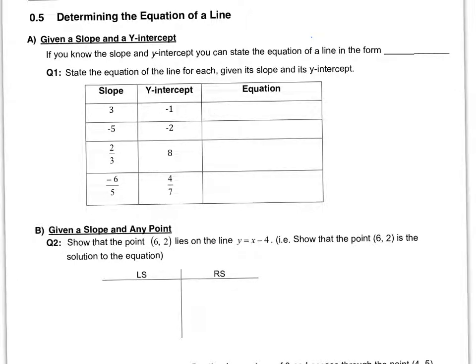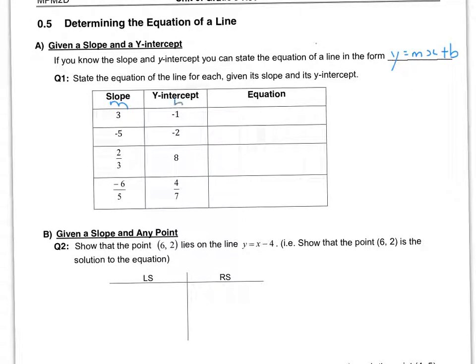Today we're reviewing how to determine the equation of a line. If you're given the slope and the y-intercept, you can state the equation of a line in the form y equals mx plus b. The m is your slope and your b is your y-intercept. So our slope is our m, our y-intercept is our b value.